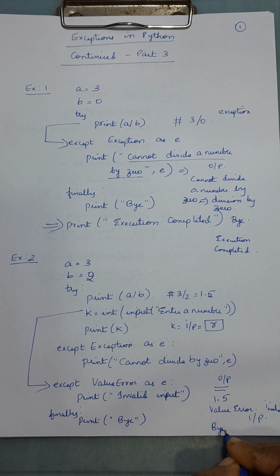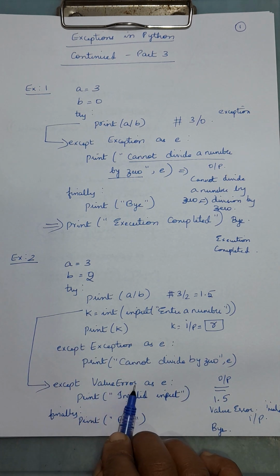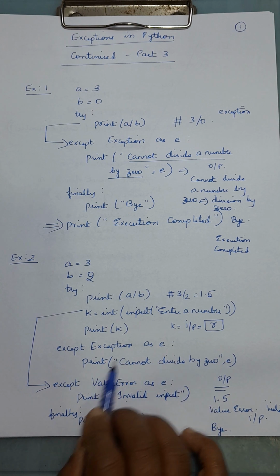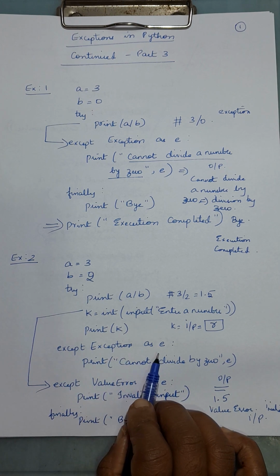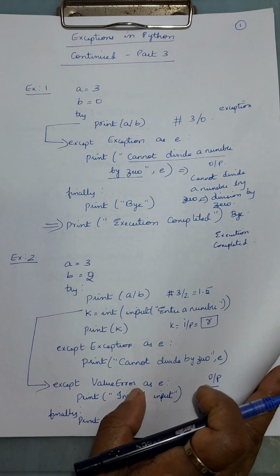Then I get by. But when you write coding like this, except ValueError as E should come before except Exception as E. If not, any kind of exception will be taken by the general handler. You got the point? Understood?